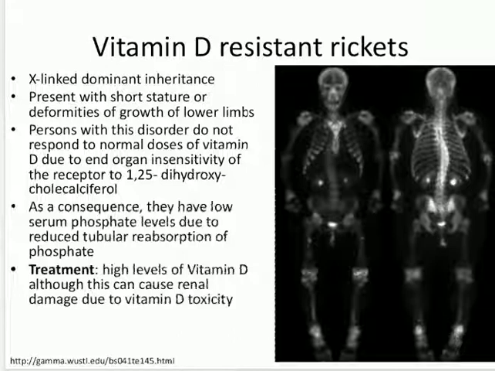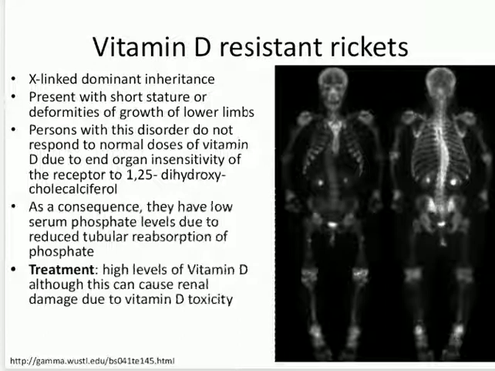In this vitamin D resistant rickets, the patient will come to you with short stature and deformity of the growth of the lower limb. You suspect rickets, so you will treat the person with vitamin D, giving it in a normal dose. The patient is not responding because 1,25-dihydroxycholecalciferol is going to act on an end organ, and that organ is not sensitive to this vitamin D itself, so they do not respond to normal doses of vitamin D.